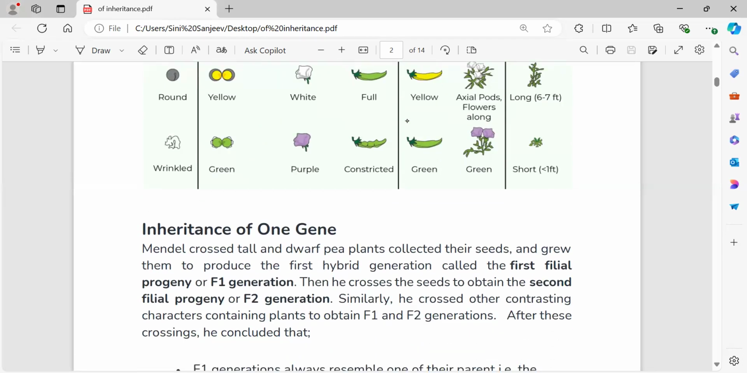Now, as I told you, genetics combines inheritance as well as variations, right? So first we will be seeing the inheritance of one gene. Because when you look at the 7 characteristics at a time, it may be a little confusing. So one by one, we'll be seeing all the things, right? So, inheritance of one gene.